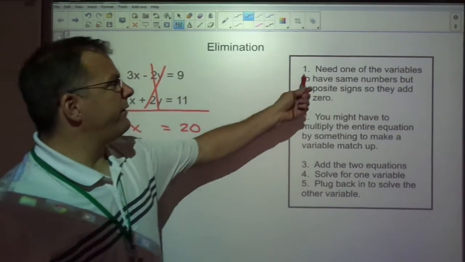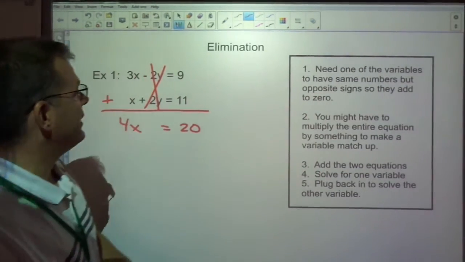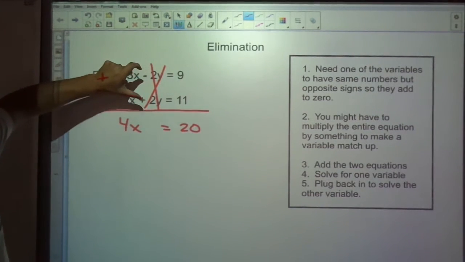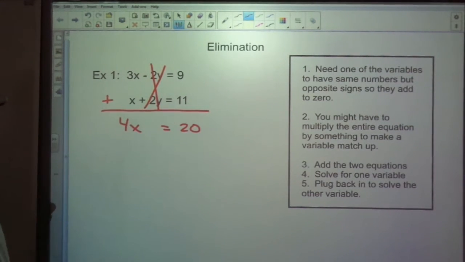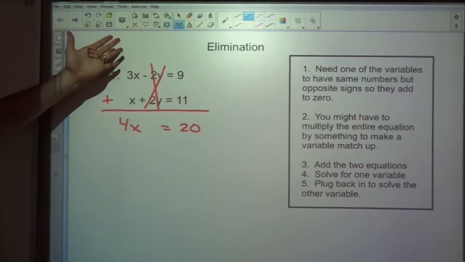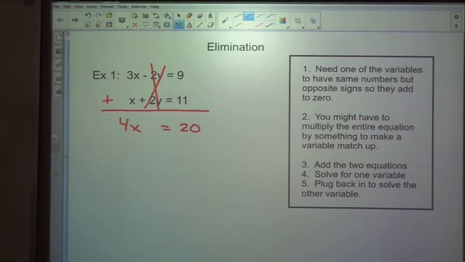So I need one of the variables to have the same numbers but opposite signs. So positive 2y, negative 2y, so that they add to 0. Sometimes I might have to multiply the whole equation by something. This one I didn't because it was already set up to eliminate.